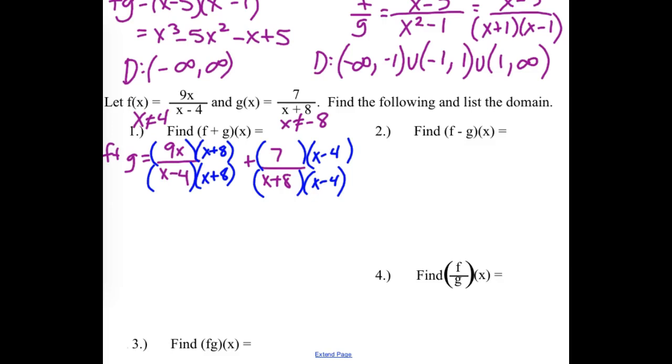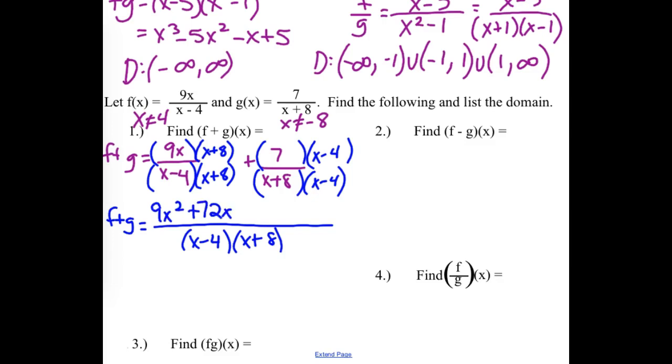So do the denominators match now? Okay, so my denominator will have an x minus 4 and an x plus 8 on it. Okay. Numerator, what do we get? 9x squared plus 72x, good. And then for the second part, we're adding a 7x and we're adding a -28.